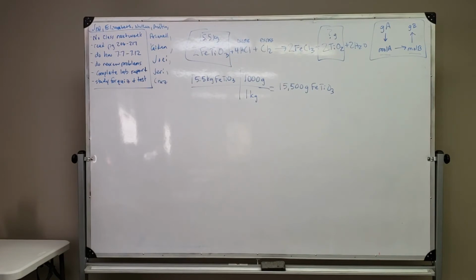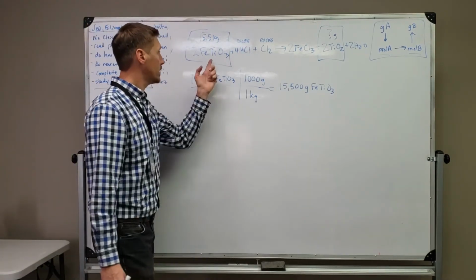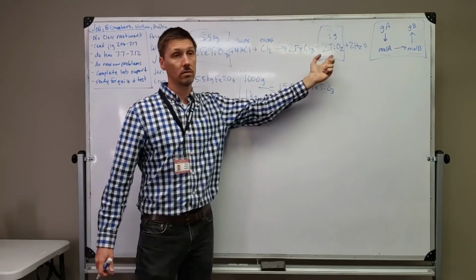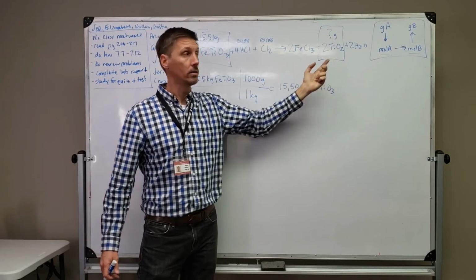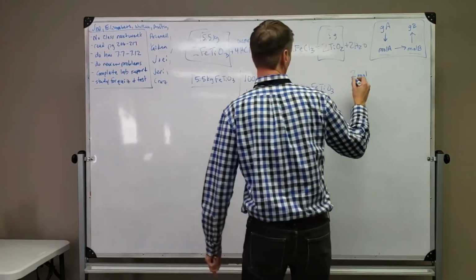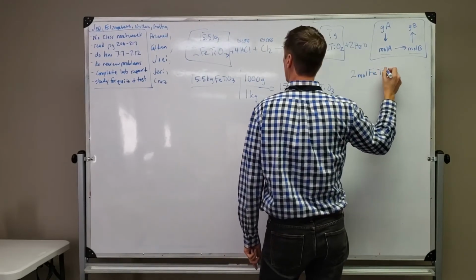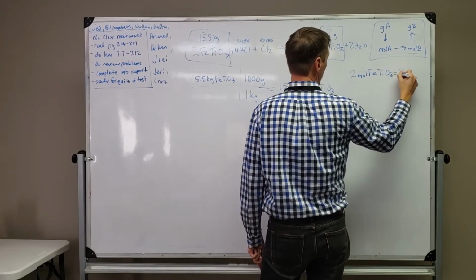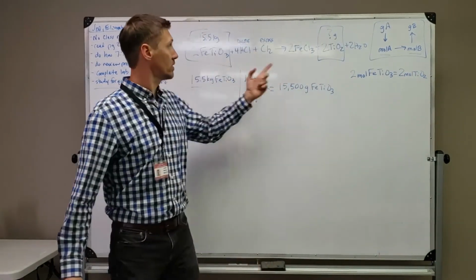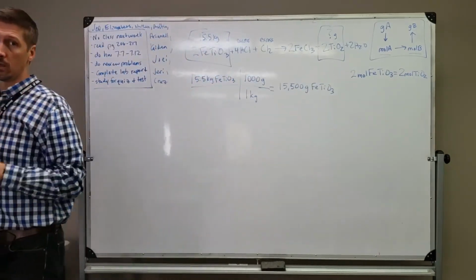What we actually could do is find all of those conversion relationships up front that we're going to need for this problem. We're going to need the molar mass of this, the molar mass of this, and then how many moles of this are equal to how many moles of that. So those are the three things that we need. We'll write down the mole to mole thing first. 2 moles of FeTiO3 are equal to 2 moles of TiO2. That's one thing we're going to need.